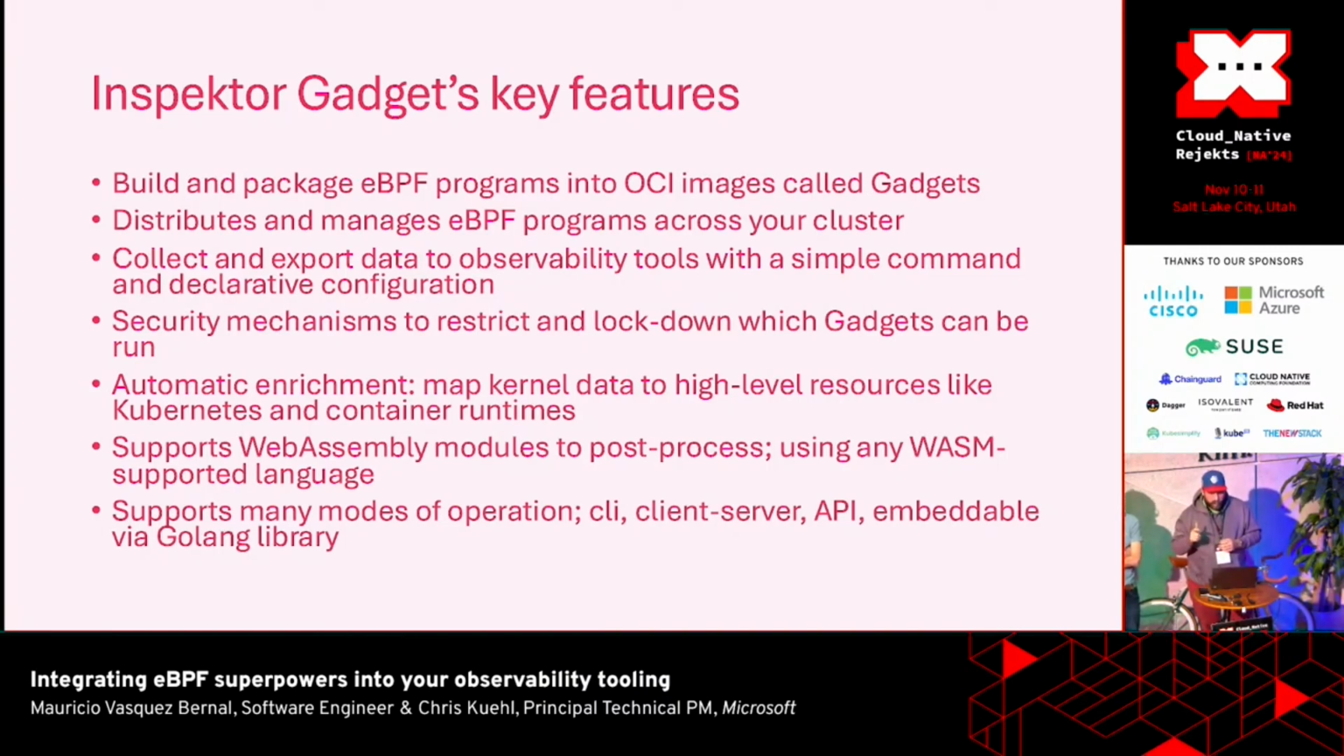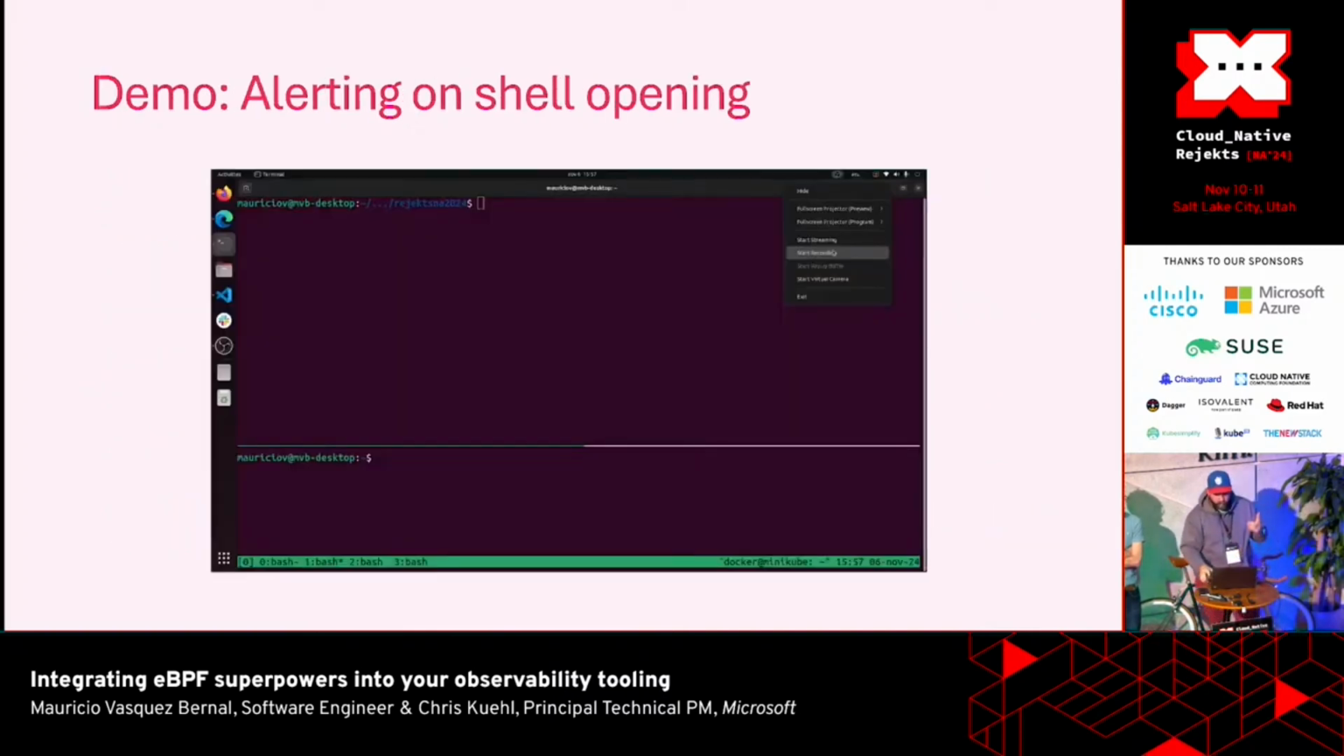It supports many modes of operation. You can use it from the CLI. You can have a client-server relationship. You can actually start in daemon mode and then talk to it with a client. You can control it by the API, a gRPC API. And then it's also embeddable via Golang library. So you can actually take Inspektor Gadget, use the library, and you have all the functionality, but it's just a library in your application, as long as you're using Go.